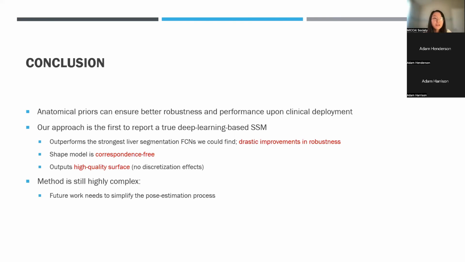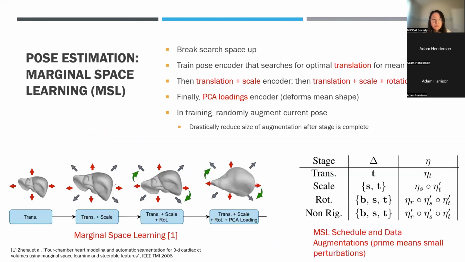So I have a question. You mentioned the marginal learning strategy. I was wondering how much effect it gives. We were unable to get it to converge without it. If we just did inverse episodic training, we could get translation. If we only did translation, we could get that to converge, but we couldn't get translation and scale, let alone translation, rotation, and the PCA loading. So the marginal space learning was critical. It wouldn't work without it.